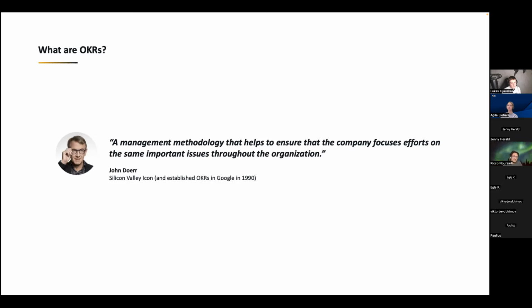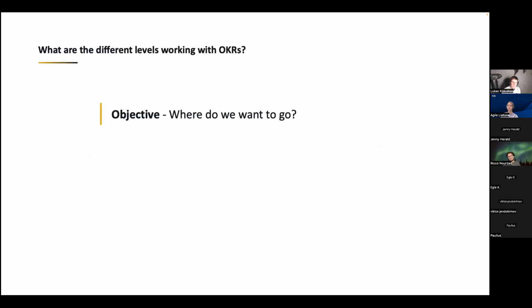In addition, let's have a small look also into the core idea, not just the definition. The core idea behind OKRs is the following. We have 3 different layers. The first layer is the objective. Every organizational unit within an organization can have its objectives. The objectives are saying, where do we want to go? So actually the target destination.